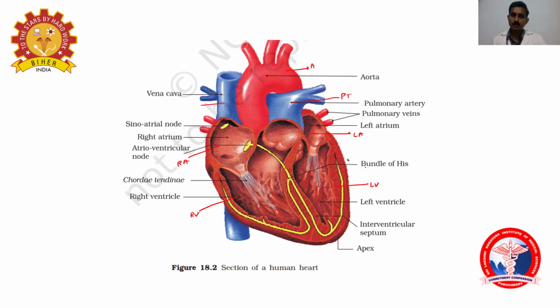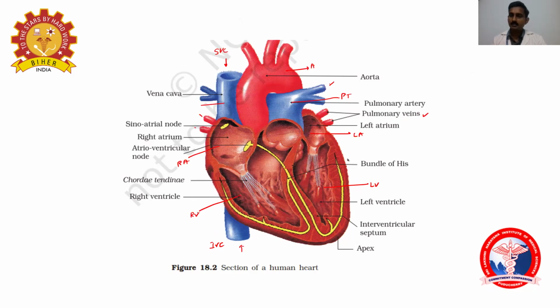So these are the four chambers of the heart, and these are the inflow tracts, where the venous blood is coming from here. So this is called the superior vena cava, and this is called the inferior vena cava. And we have the pulmonary trunk, and on the back side, you can see the pulmonary veins. These are the four pulmonary veins.